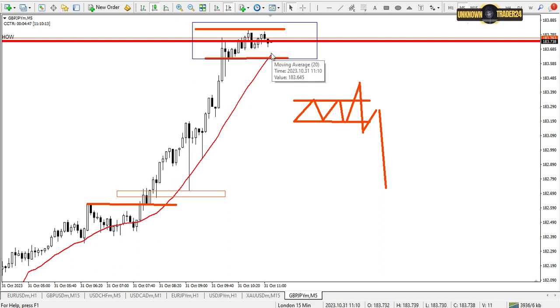Even if you are right, they will blow your account before going down, or they will close you maybe 4 times, and by the time they're ready to go, you have already given up, you are frustrated, and you will just watch the move going down. So always wait for a stop hunt.